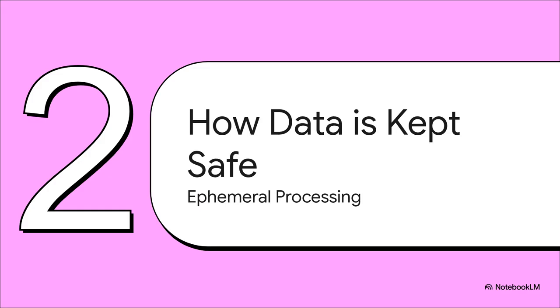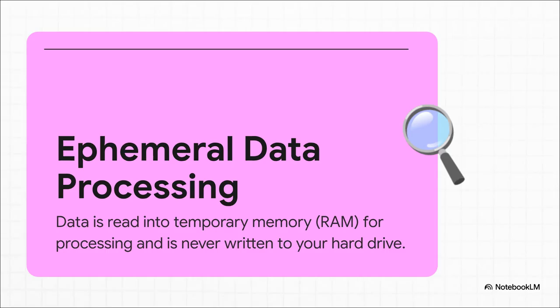Okay, so how does it actually deliver on that core promise of total privacy? Well, the secret sauce is a concept called ephemeral data processing. That word ephemeral sounds complicated, but it just means temporary. Think of it like this. The app works with your sensitive data on a digital whiteboard. That's your computer's temporary memory, or RAM. It never writes it down in a permanent filing cabinet, your hard drive, where it can be found later. And when you're done, that whiteboard gets wiped completely clean.